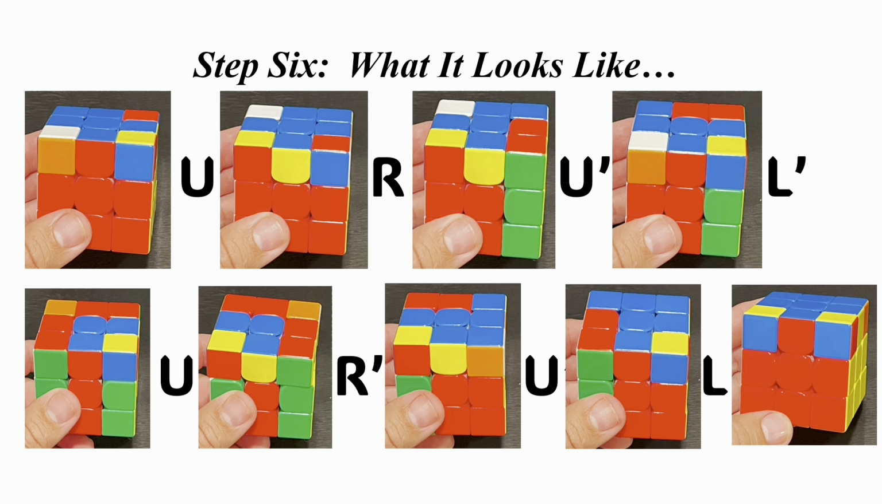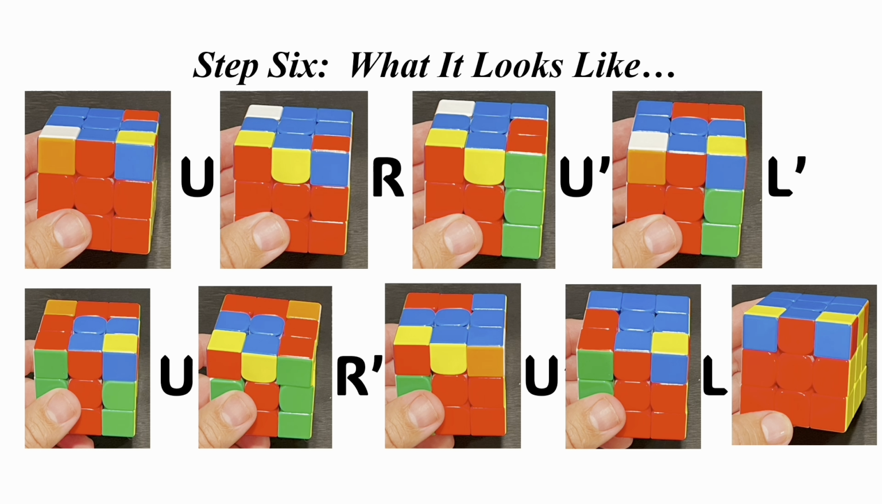And you'll see that now those 2 red pieces that used to be on the front are on the top, and they're connecting to each other with an orange corner piece. Now we're going to do a U, and that's going to move the orange corner piece that's connecting the 2 red pieces to the back right corner.